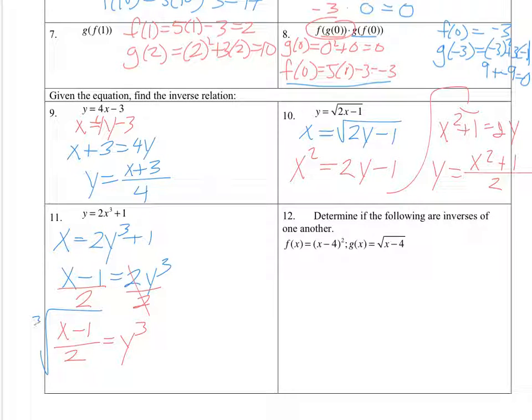Now we'll take the cube root of both sides, so I don't have to deal with that pesky 2 going on there. And we get that y is equal to the cube root of x minus 1 over 2.